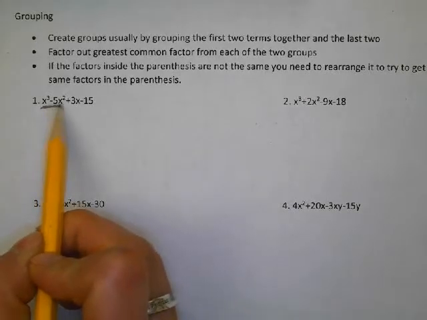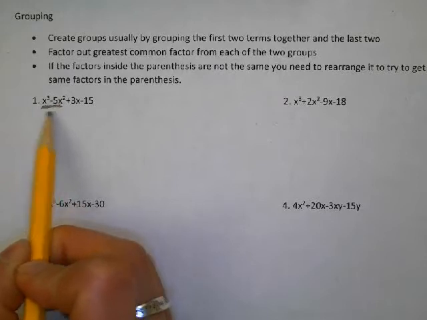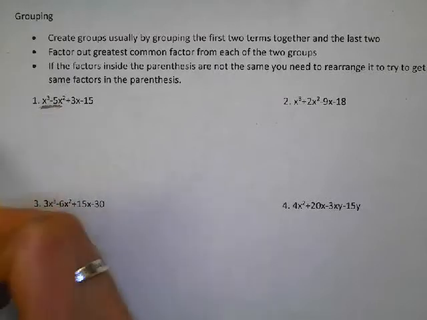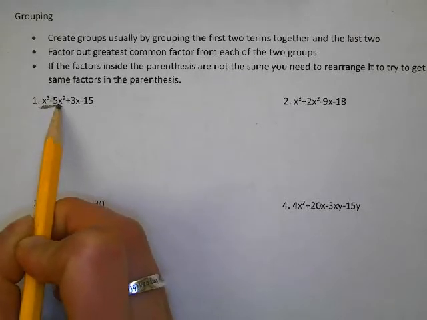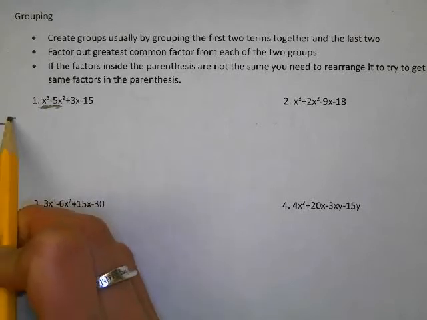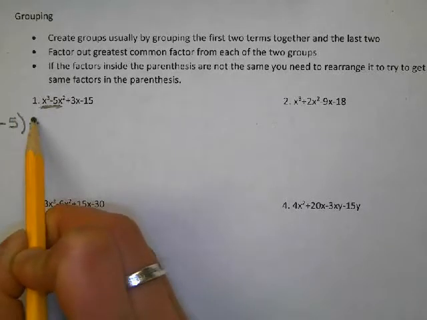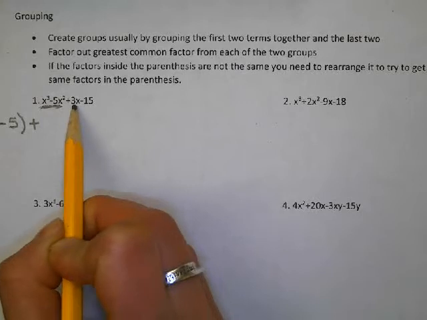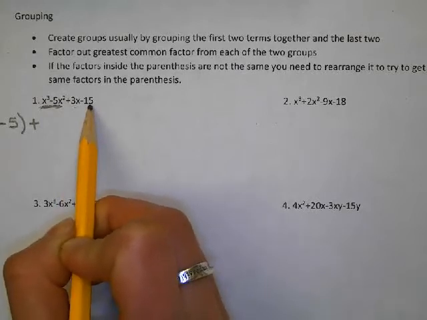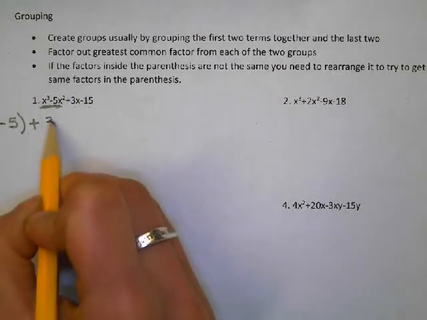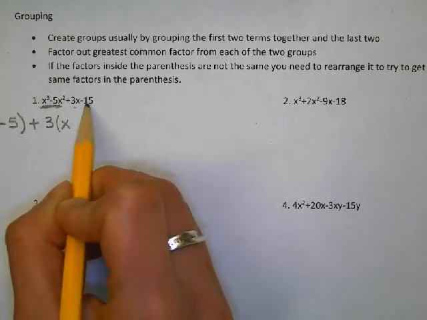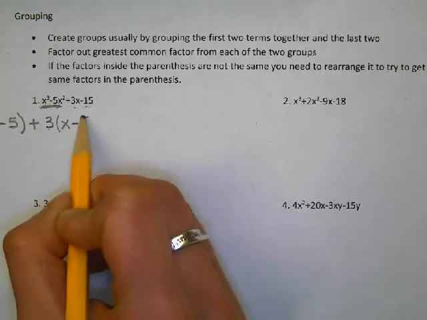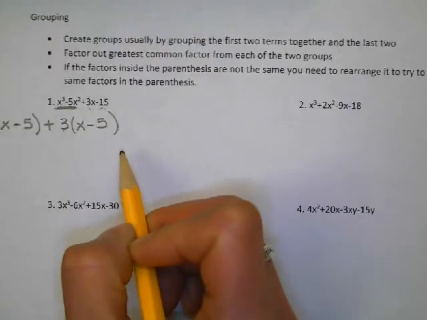So if I put these two together, I notice what's common is I could take an x squared out of both of these. If I take out an x squared, that's going to leave me with an x, and then minus 5x squared divided by x squared leaves me with a negative 5. Plus, now I have 3x and negative 15. Well, what's common between those is a 3. So 3x divided by 3 leaves me with an x. And then a negative 15 with that 3 is a minus 5 again.